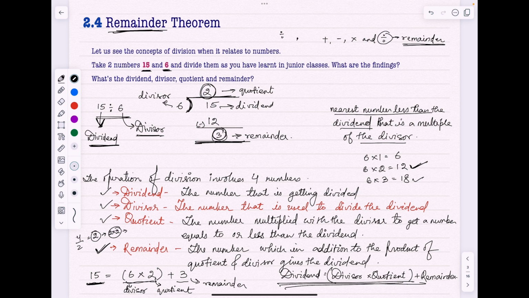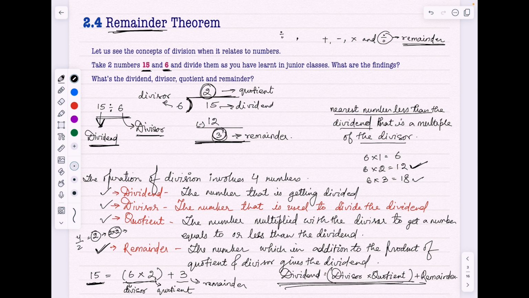So you stop here. When do you stop? When the remainder becomes less than the divisor, you stop. Understood? And there is no carryover here. If there had been another digit here, there would have been a carryover.